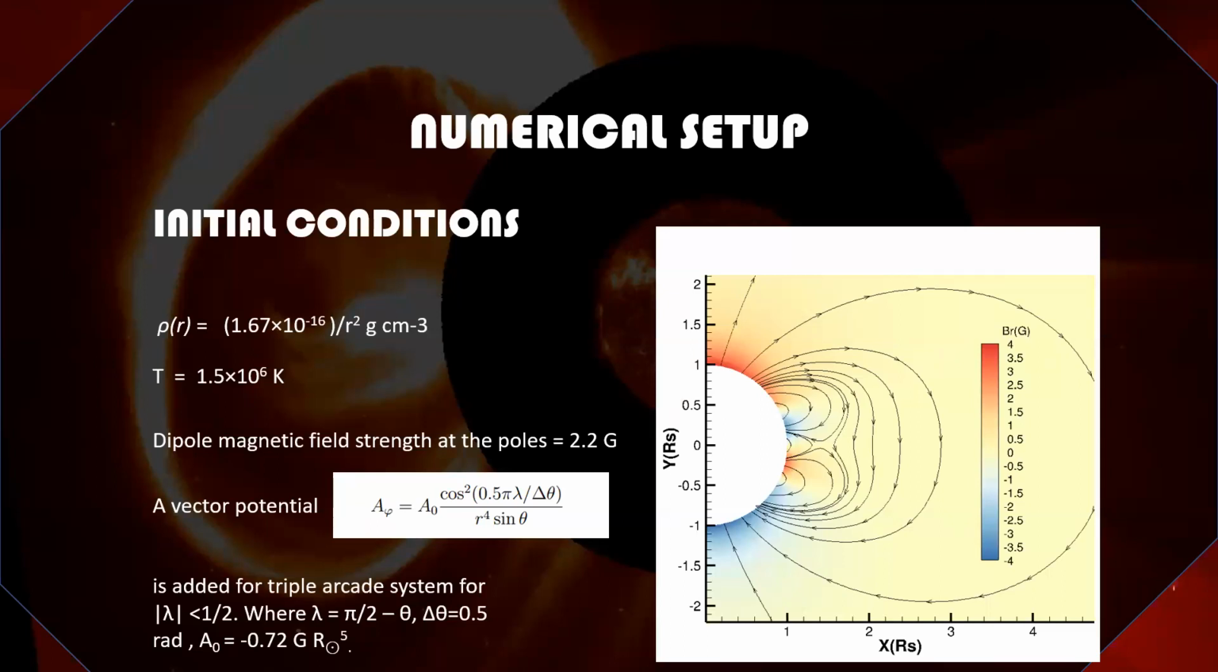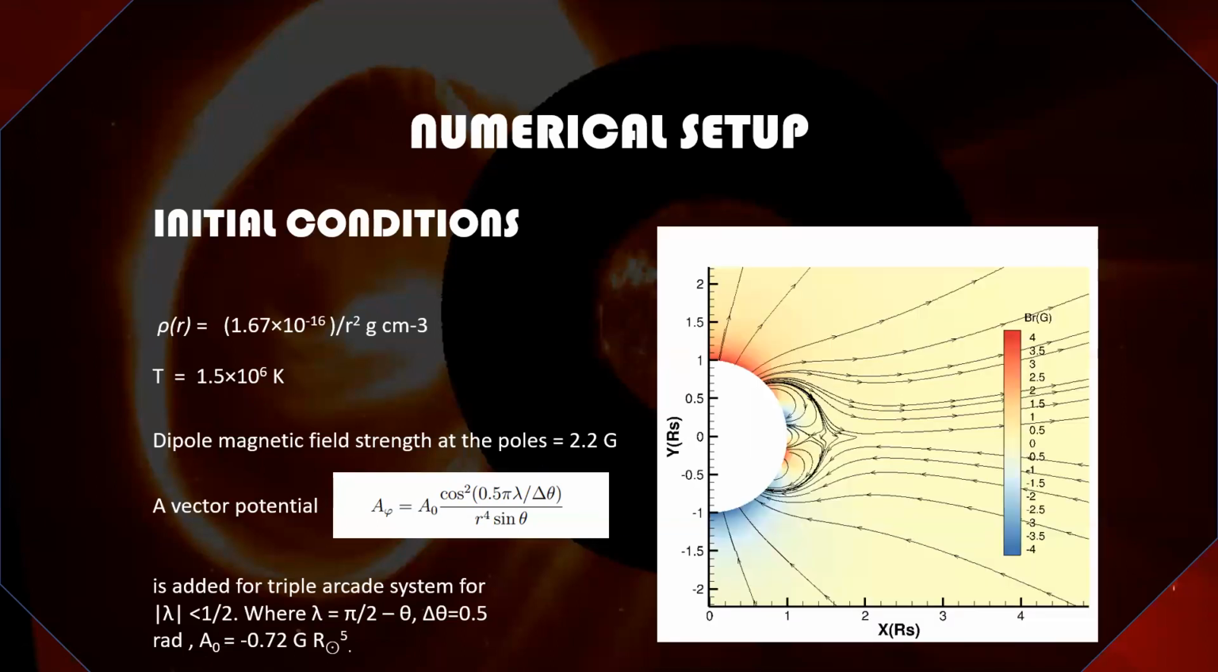The background magnetic field is a dipole, and in one of the sections we have changed this dipole magnetic field strength, this 2.2 Gauss, to different values to see its effect on the eruption. For this multipolar system we have applied a vector potential in a given latitude to create a multipolar scenario, and then we let the system relax. After the system is in equilibrium, it looks like this. And now we can see that the X point came a bit lower because of the gravitational stratification.